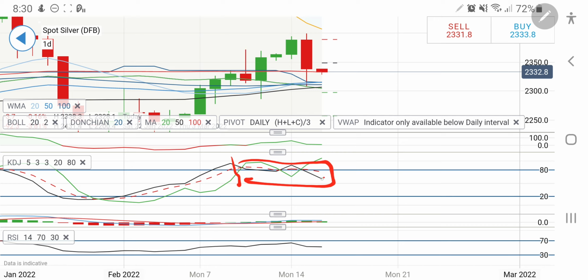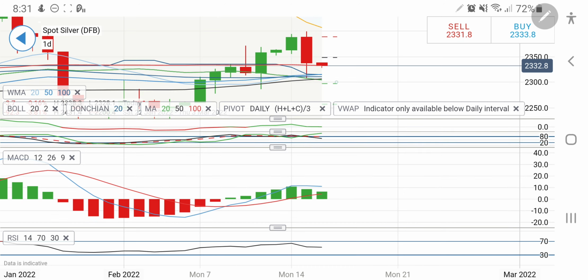It was overbought, it is trying to drop now and may enter into a near sell zone or oversold zone soon. But 2290 and 2280 levels are going to be very strong support for silver for any downside move, and from there it may try to bounce back again. Now look at the MACD lines, they have just crossed over and are running parallel or almost converging.